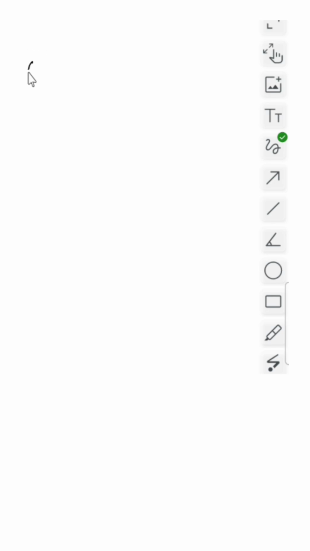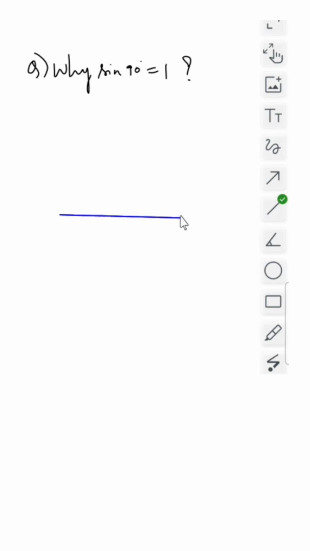Everyone, so the question here is: why is sine 90 degrees equal to 1? Why and how? So the explanation here is that trigonometric ratios are always calculated in the right angle triangle.